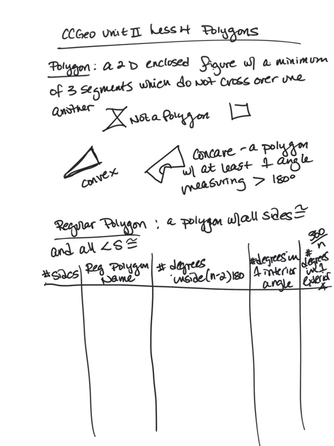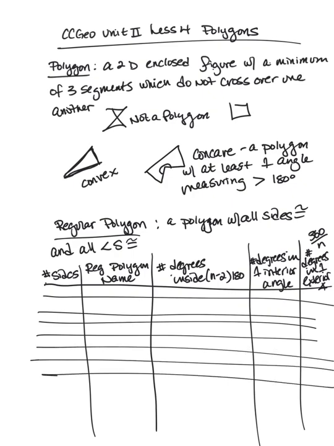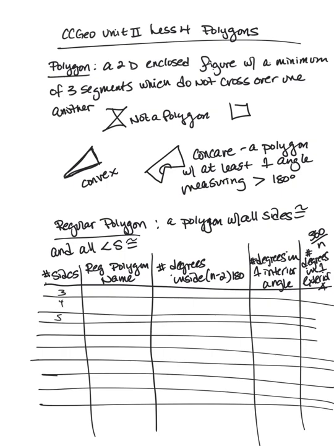All right, so let me see. 1, 2, 3, 4, 5, 6, 7, 8, 9. There's going to be 9 polygon names that you have to have memorized. Okay, number of sides. 3, 4, 5, 6, 7, 8, 9, 10, and then 12.